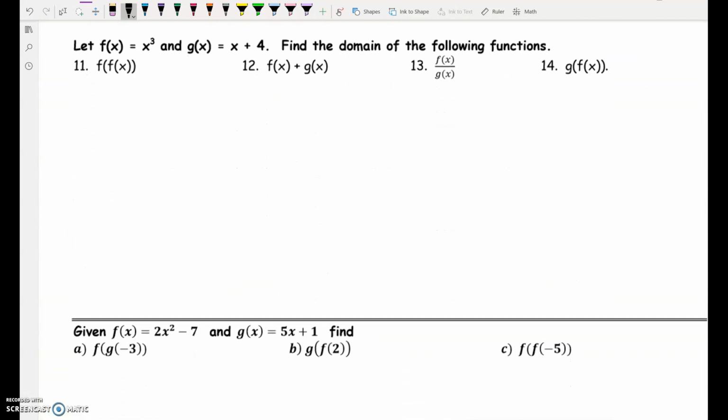Okay, so 11 through 14, and I'm going to let you try some of these on your own because some of them are review from the previous day. Your f function is x cubed. Your g function is x plus 4. I want you to do 12 and 13 on your own. This is a review from yesterday, Friday, whenever it was. Number 12, add the two functions together. Number 13, divide the functions and then think about the domain. What could x potentially not be? And then we'll do 11 and 14 together.